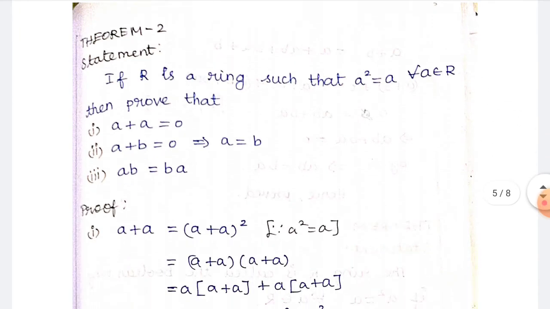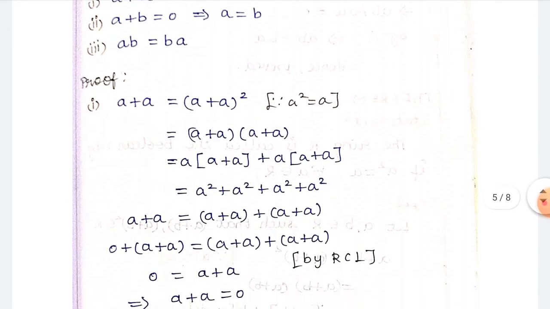So be clear about this. The next theorem is: if R is a ring such that a square is equal to a for every a belongs to R, then prove that we have 3 subdivisions. We have a condition: R is a ring and a square is equal to a. So we have to show that a plus a is equal to 0, a plus b is equal to 0 will imply a is equal to b, and ab is equal to ba. So the proof of 1: a plus a is equal to, we have to take it like this because they are given a square is equal to a.